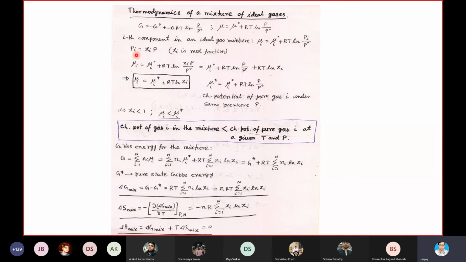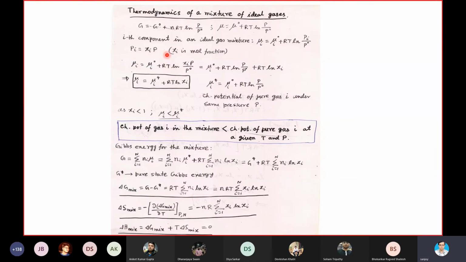What is Pi? We know it is actually Xi times P, where Xi is the mole fraction and P is the pressure of the gas mixture. After mixing the gases, you have several gas components, and P is the pressure of that mixture. What is the individual component pressure? It is the partial pressure of the individual component, which can be written like that.